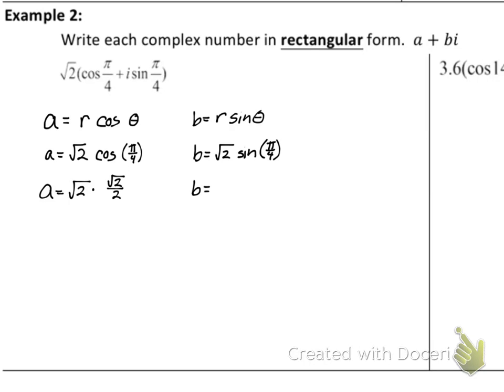So that's going to be b equals square root of 2 times square root of 2 over 2. Well, square root of 2 times square root of 2 is 2. 2 divided by 2. Hey, my a is just equal to 1. My b also equals 1. So that's going to tell me, putting it in the form a plus bi, it is going to equal 1 plus 1i, which is just i.